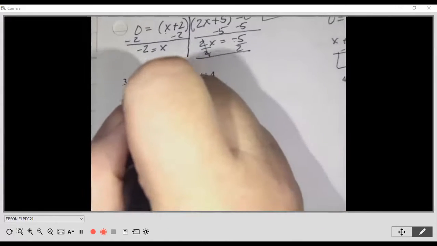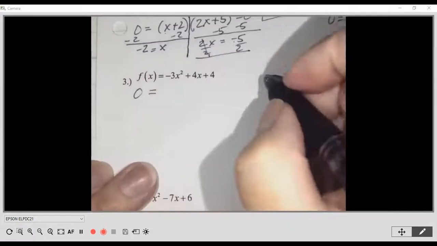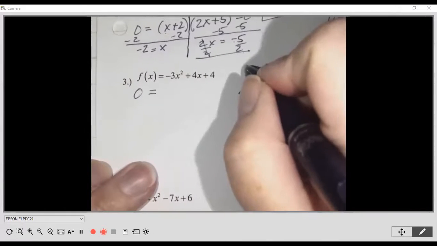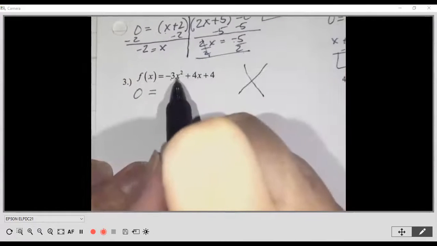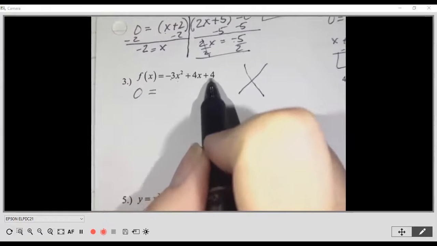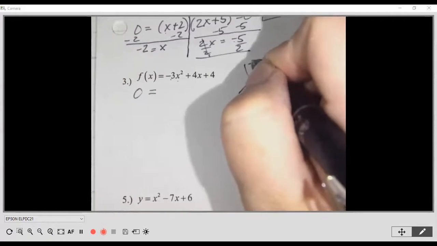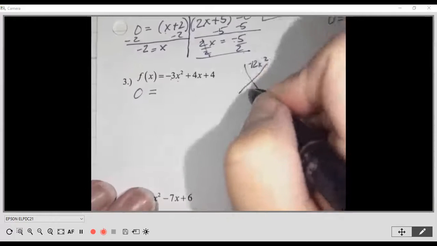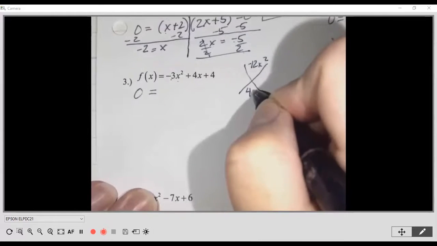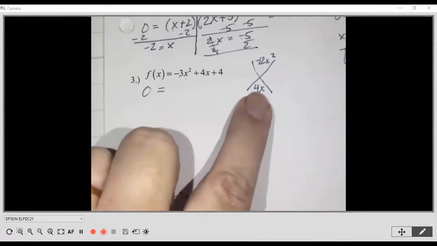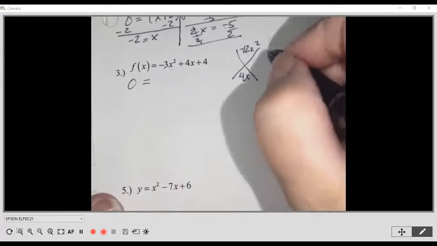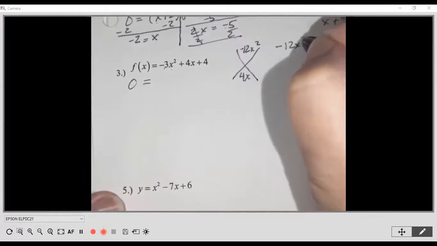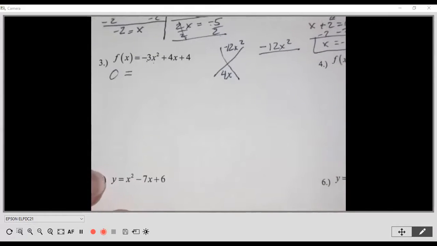So I'll say 0 equals, okay, make my factoring x over here. Negative 3x squared times positive 4 gives me negative 12x squared. And my middle term is positive 4x. So this goes here in the bottom of the factoring x. Then I'll list all the different possible factors of negative 12x squared.